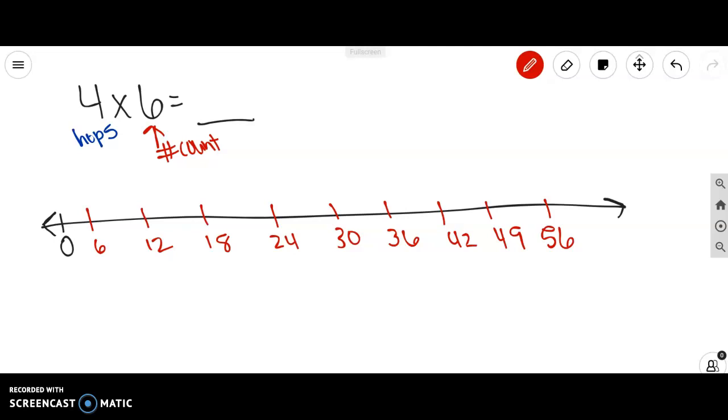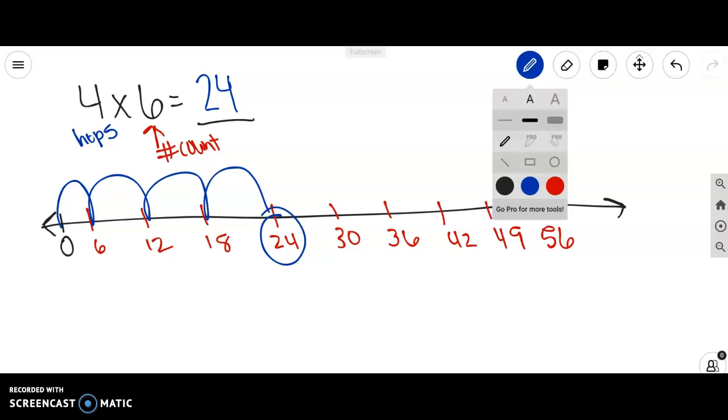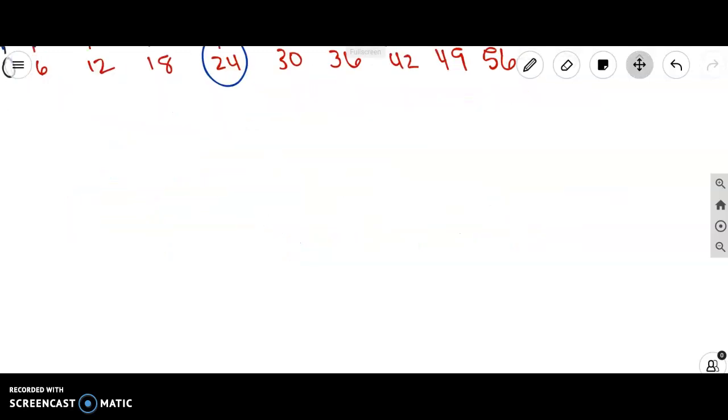Alrighty, so let's go ahead now. Since we counted by sixes, we know that there's going to be 4 hops. So let's make our 4 hops: 1, 2, 3, 4. What did we land on? 24. All right, so now I want you to pause the video and solve the next problem on your own with the number line. So I'll set you up. Here's the problem.